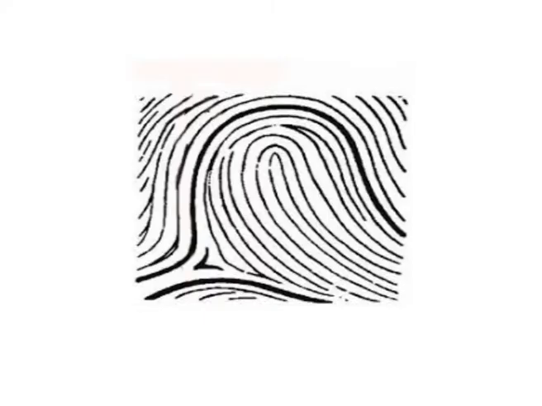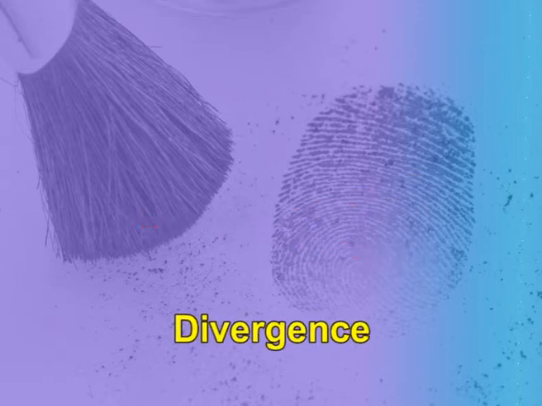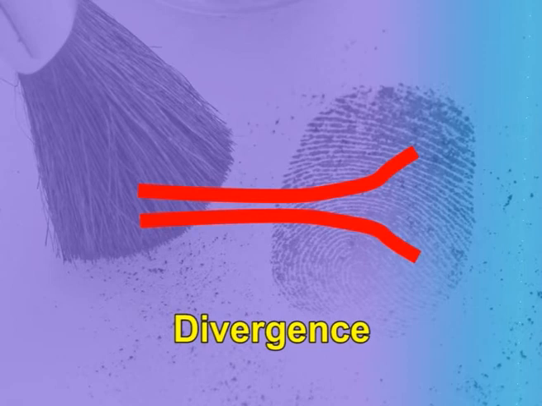During the process of locating type lines, it is a must to remember the distinction between a divergence and bifurcation. A bifurcation is a dividing or forking of a single ridge into two or more branches, while a divergence is the spreading apart of two ridges in different directions, which had been running parallel or nearly parallel.